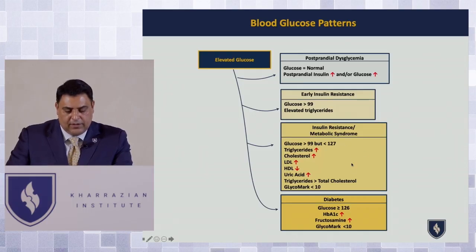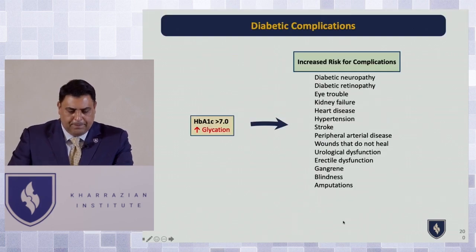And then you can also measure GlycoMark. I'll go over that in a second. That measures glycemic spikes. And then with diabetes, their glucose is above 126. And once your glucose is above 126, you know they're diabetic. And then you're really worried about their glycation markers. And you can measure things like HbA1c or fructosamine to see how progressed they are.